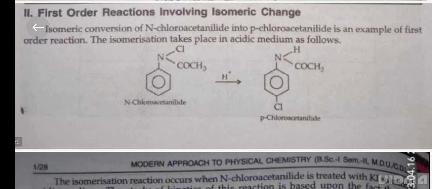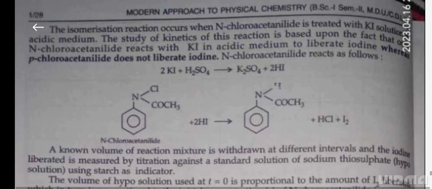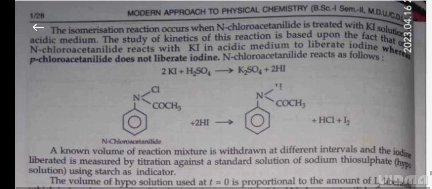First order reaction involving isomeric change. Isomeric conversion of N-chloroacetanilide into p-chloroacetanilide is an example of a first order reaction. The isomerization takes place in acidic medium as follows. The isomerization reaction occurs when N-chloroacetanilide is treated with KI solution in acidic medium. The study of the kinetics of this reaction is based upon the fact that N-chloroacetanilide reacts with KI in acidic medium to liberate iodine, whereas p-chloroacetanilide doesn't liberate iodine.